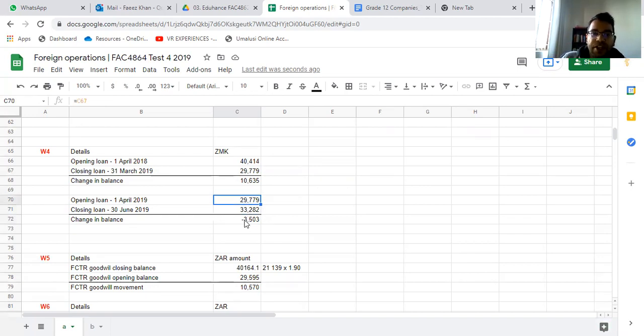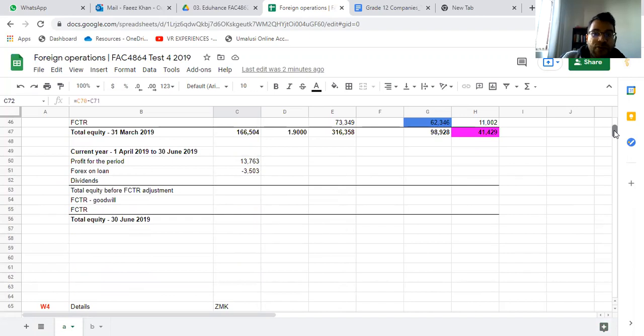This same scenario could have been a gain if it was the other way around, if they must receive instead of pay. If at 1 April they had to receive an amount, they would have received 29. But now, at 30th June, they can receive 33. So they would be receiving more. So that means this amount would be a gain. So it's very important to understand the perspective. Don't just think positive income, negative loss. Look at the perspective.